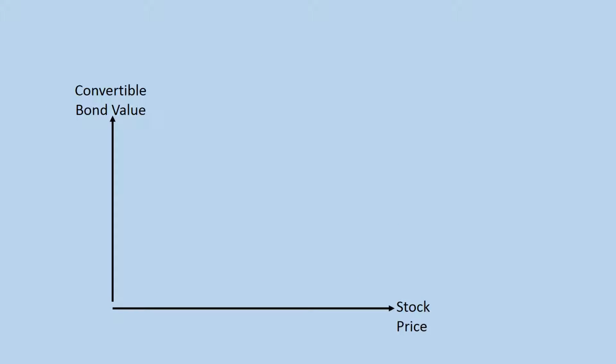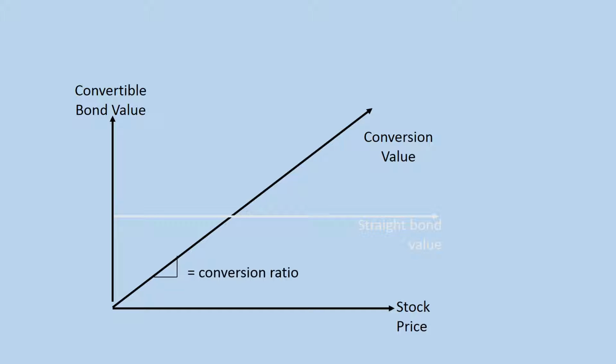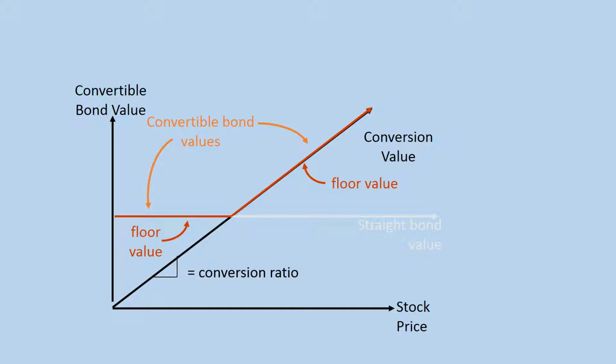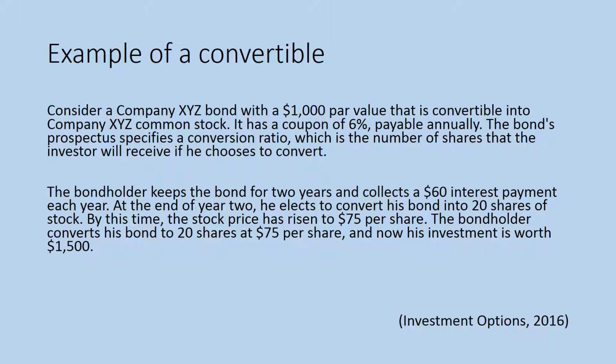So here's a graph here. It shows the straight bond value, the conversion ratio, the conversion value, the floor value. When convertible bond values increase, so does the floor value. The option value increases. So the example of a convertible was taken straight off investmentoptions.com.